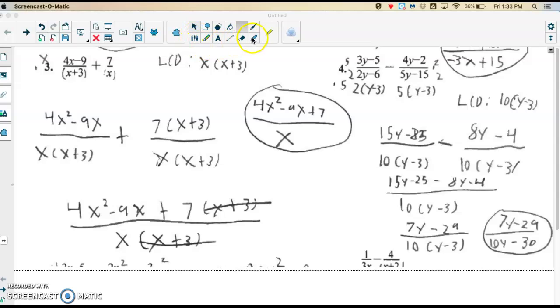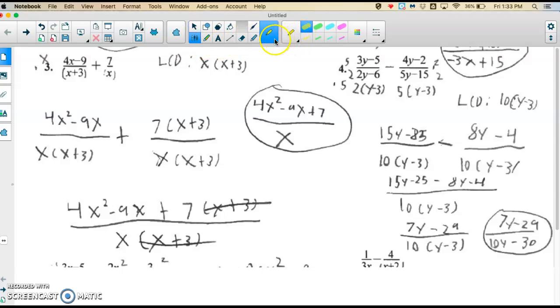Your LCD looks good here. It's just this part right here. See how you're crossing out the x plus 3's, but this guy doesn't have an x plus 3 right here. So you need to combine like terms first and then see if you can simplify.